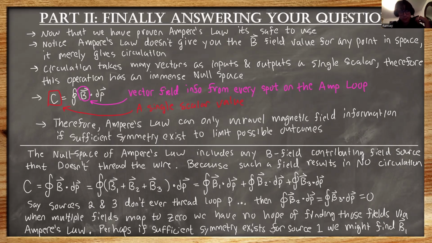All right. So the null space of Ampere's law includes any B field that contributed no circulation. So in other words, if you had three B field sources, B1, B2, B3, and you wanted to find the circulation caused by all three of them, thanks to linearity of integration in the dot product, you could do the circulation for each of the three and sum them together. But if sources 2 and 3 don't ever thread your amp loop, then their dot products equal 0. When multiple fields map to 0, you have no hope of finding those fields via Ampere's law. Perhaps if sufficient symmetry exists for source 1, we may be able to find B1. But the reason you need sufficient symmetry is because you just mapped a ton of vector information onto a scalar. So you're going to need a hell of a lot of information and constraints to unravel that.